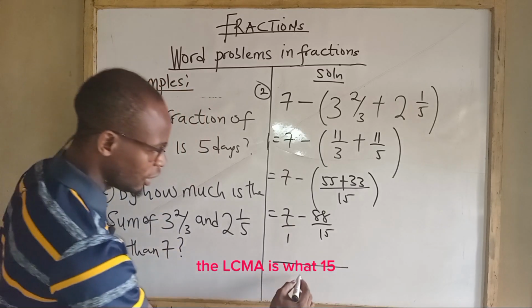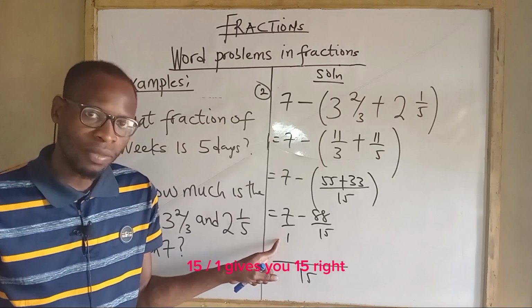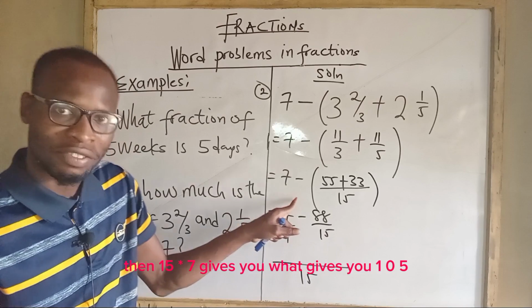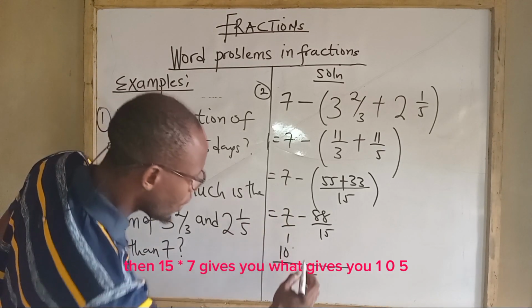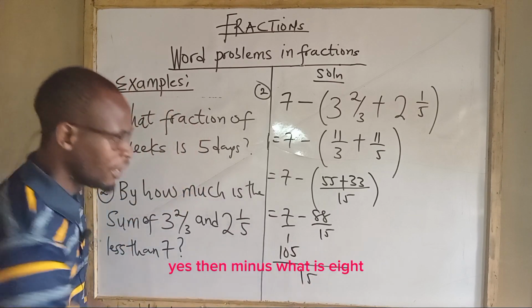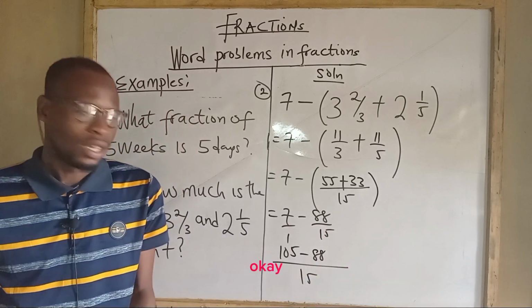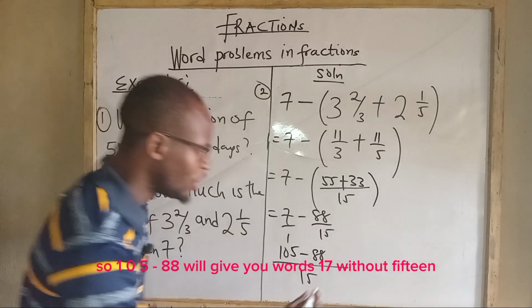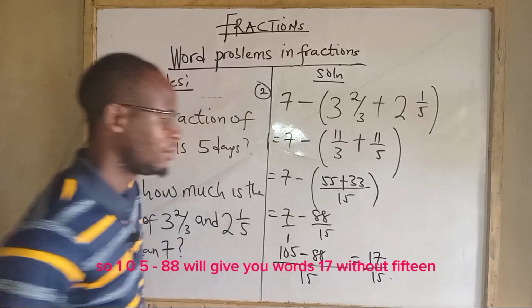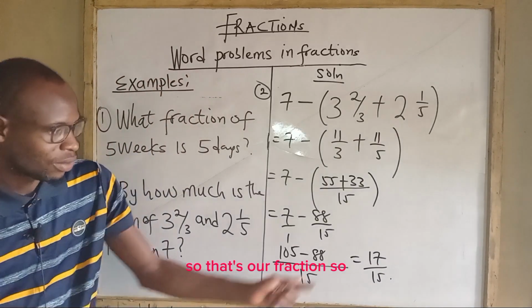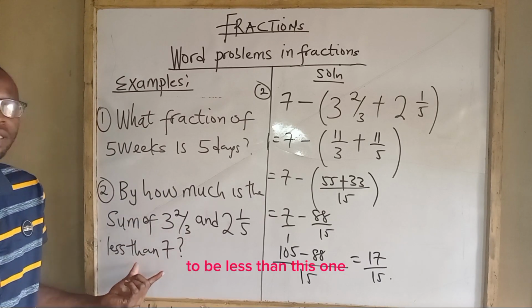Then similarly, you look for the LCM. The LCM here is 15. 15 divided by 1 gives you 15, then 15 times 7 gives you 105. Then minus 88. Okay? So 105 minus 88 will give you 17 over 15. So that's our fraction. So this is the fraction that will make the sum of this less than this one.